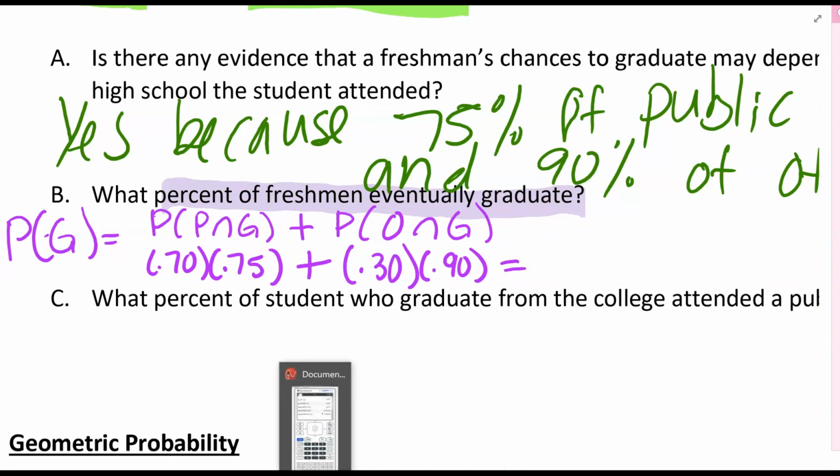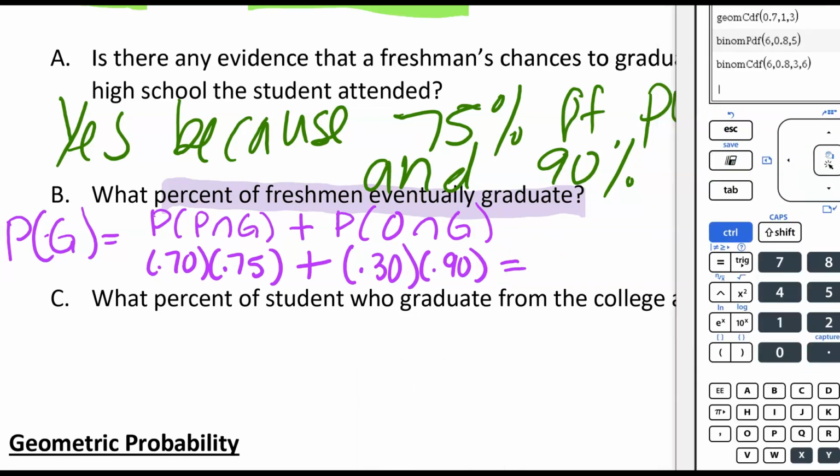So take your calculator. I forgot to say, if you have a calculator, please take it out. I know yesterday I told you to have your calculator out, but we didn't really use it. But today, for sure, you need your calculator. I have extras if you guys need a calculator.